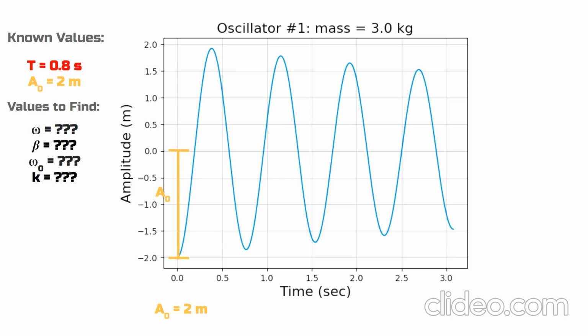And now you're also going to have to find your value of omega, which is your angular frequency, as well as the damping constant B. And you're going to have to find your natural frequency omega naught and the spring constant K.